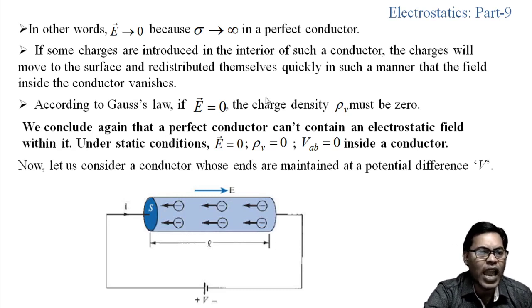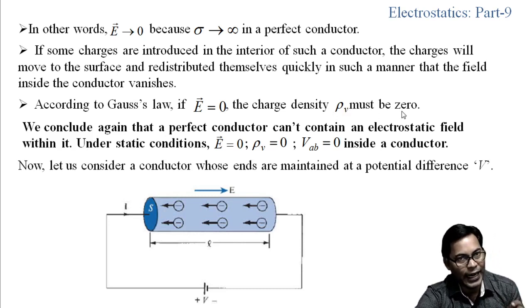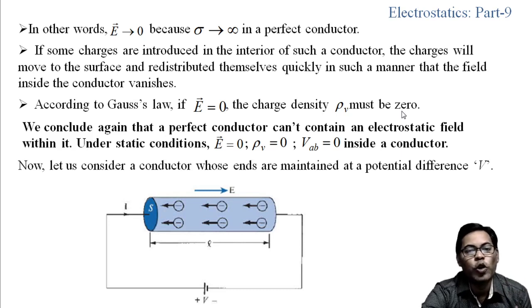According to Gauss law, if E equals 0, the charge density rho v must be 0, because we know that del dot D equals rho v. So del dot epsilon E equals rho v. Here epsilon is a constant, so del dot E equals rho v by epsilon, and here E is equal to 0, so rho v must be 0. So the charge density inside the conductor will also be 0.